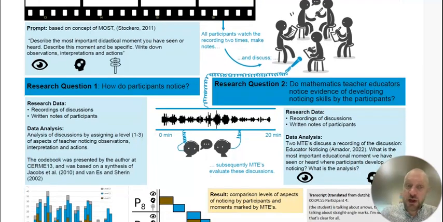These discussions were analyzed in 2 ways. On one hand, we identified the levels of the various aspects of teacher noticing by assigning levels to the contributions of the participants. This was done based on a codebook which was presented at CERME in Hungary and contains levels 1 to 3, where 1 is the lowest and 3 is the highest. And this codebook was based on a synthesis of the frameworks of Jacobs and Van Es and Sherin.